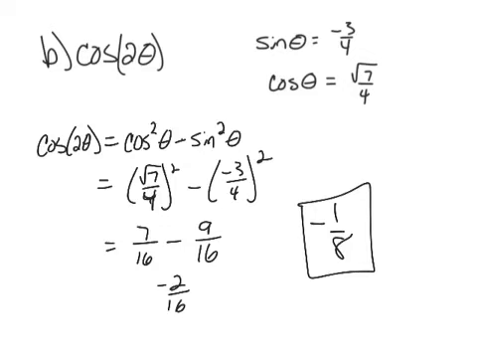Now that should make sense. If theta is in quadrant 4 and you're doubling it, it's going to probably put it in a quadrant where the cosine is negative. So the cosine ends up being negative 1/8. And in class we'll talk about the double angle for tangent, and we'll work on a couple other things using these identities.